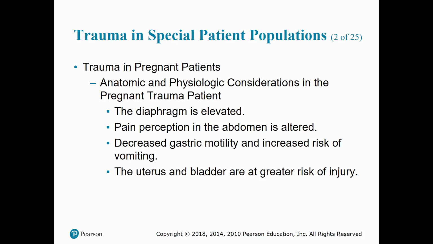Their diaphragm is more elevated because as the baby continues to grow, it's forcing up into the thoracic cavity. So now the mother can't breathe as well. So that's why her respiratory rate increases. Their uterus and bladder are more anterior and superior than normal. So these are at greater risk of injury as well during a pregnancy.